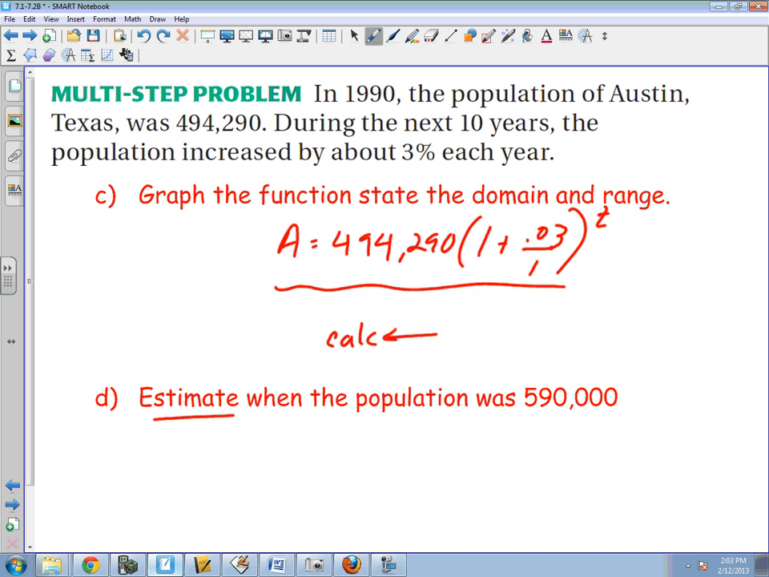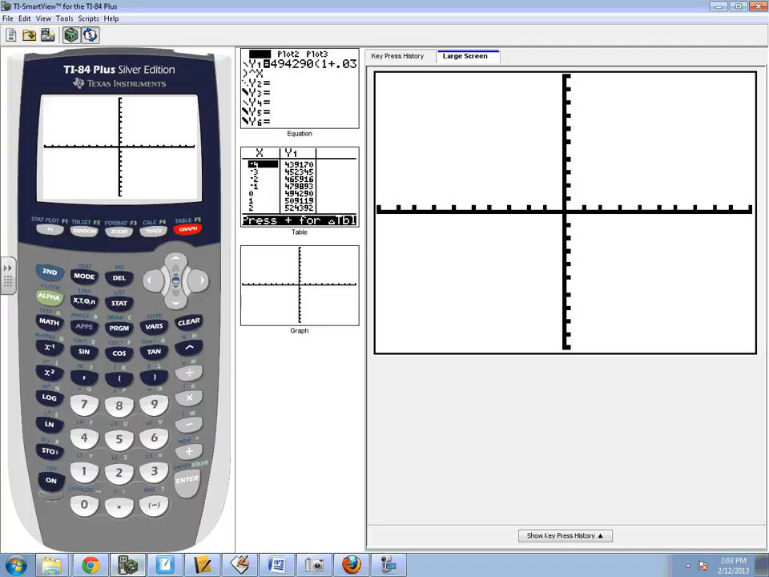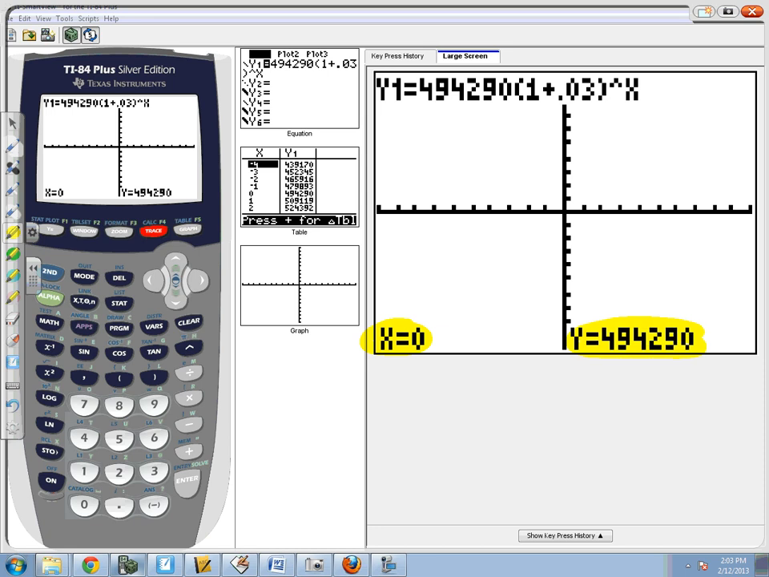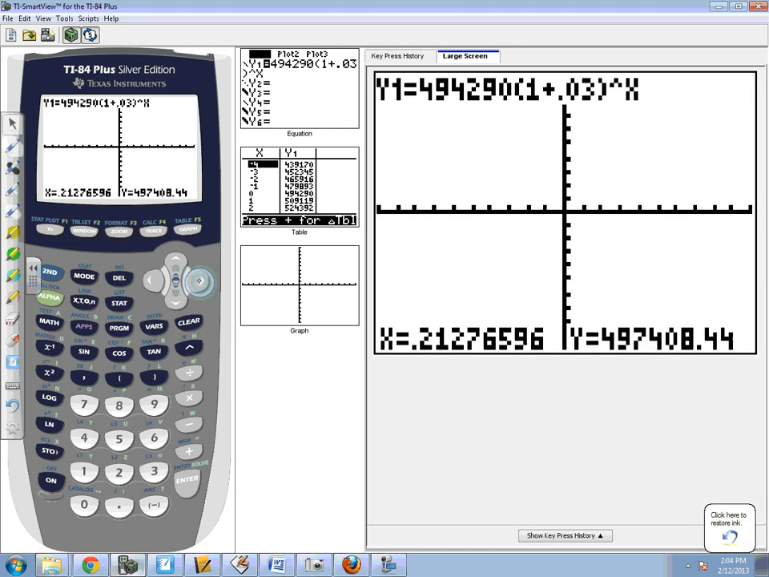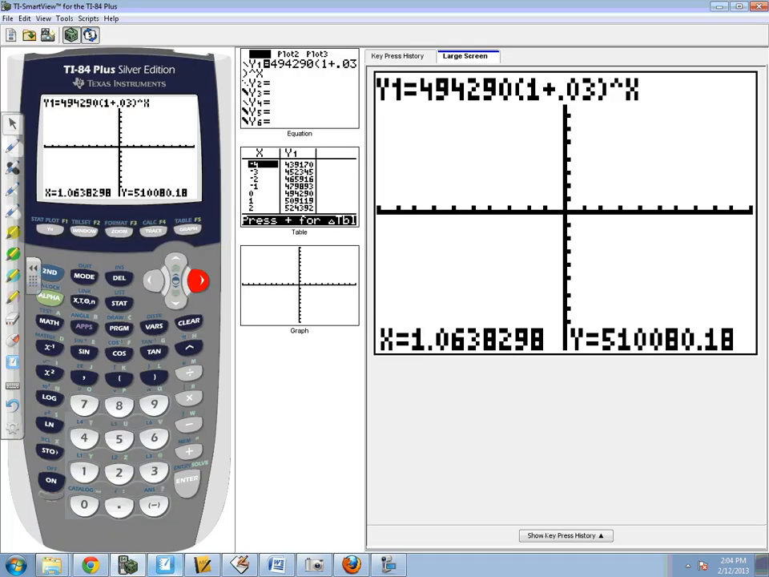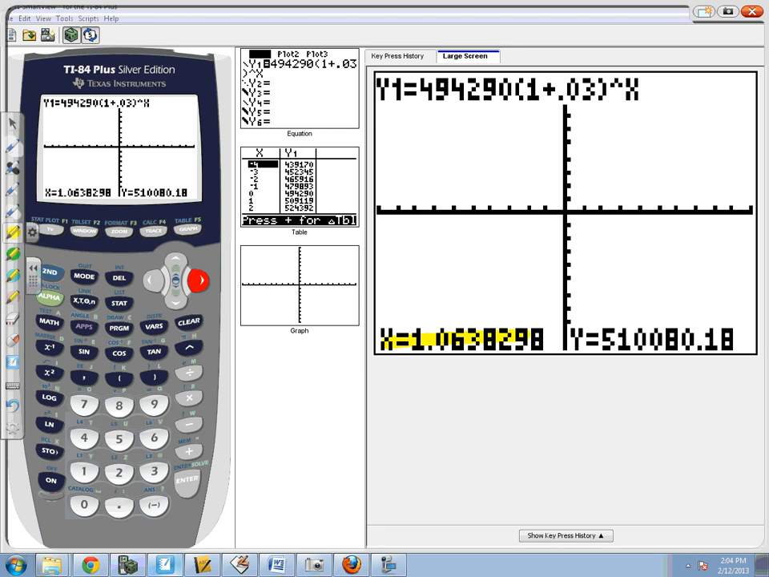So now I said estimate when the population was 590,000. Now I'm going to use my calculator, and even though you can't see it, I'm going to hit trace. Now you can see where it says at x equals 0, y equals 494,290. If I trace and I go to 1, so 0 is 1990, I'm at about 1 right now. That's 1991. I'm going to do this until I get to 590,000, and I'm going to look at the x number. So I'm at 510,000 right here. Again, this is the year, and this is the population during that year.